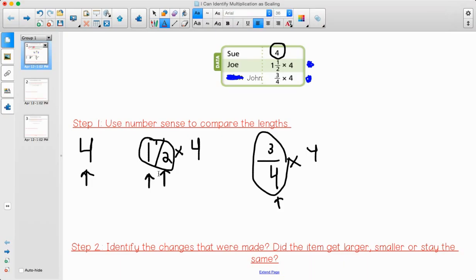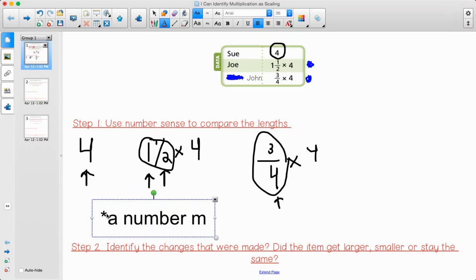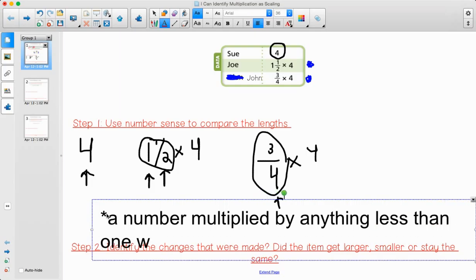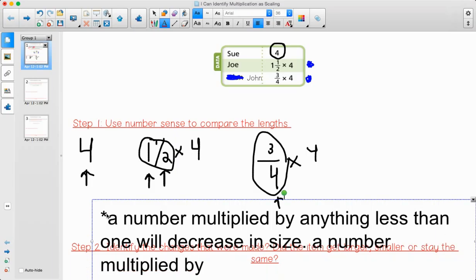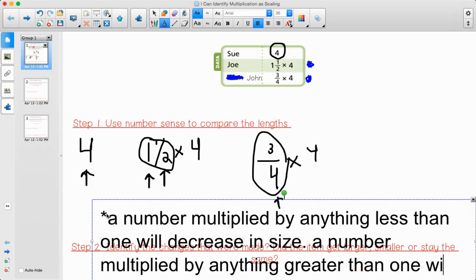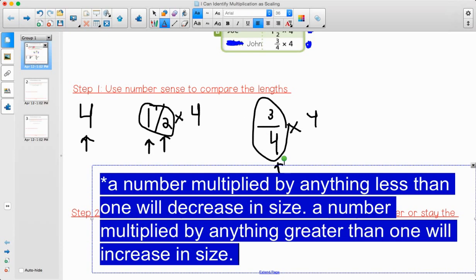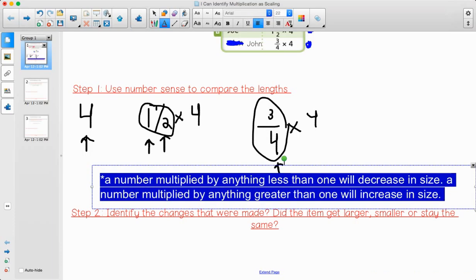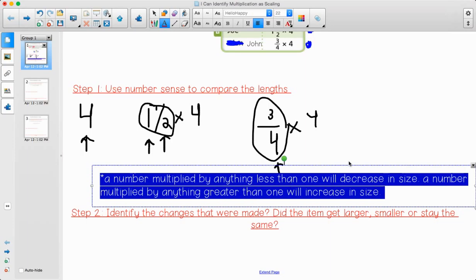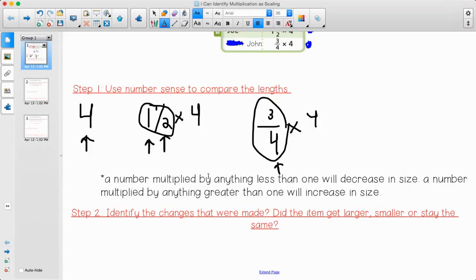So just as a note for yourself to jot down, a number multiplied by anything less than 1 will decrease in size. A number multiplied by anything greater than 1 will increase in size. And that should make sense to you because we know that if we multiply something by 1, it stays the same. And if we multiply it by something greater than 1, the size will increase. And if we multiply it by something less than 1, the size will decrease.